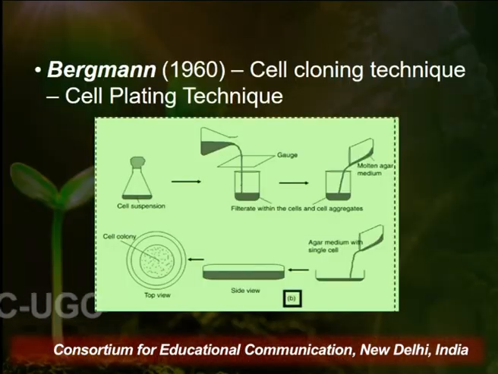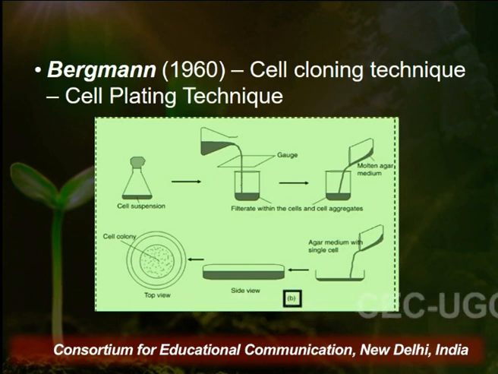Another groundbreaking discovery was made by Bergmann in 1960, when he developed a cell cloning technique which was given the name cell plating technique. What he did was, using the technique of Muir for isolating single cells from the callus, he took the callus and agitated it in liquid media, and he disintegrated those calluses. Then he filtered the liquid media through a specific gauge piece, which further led to the breakdown of smaller aggregates into single cells.